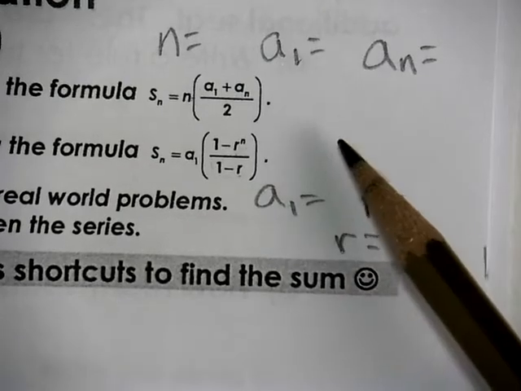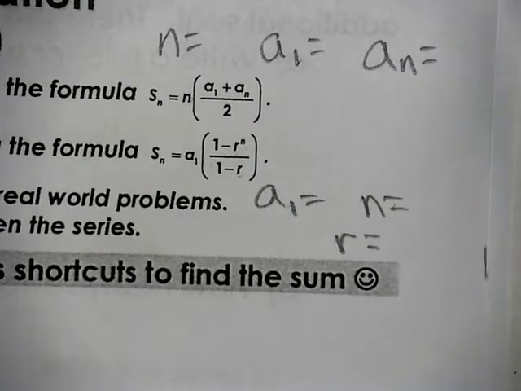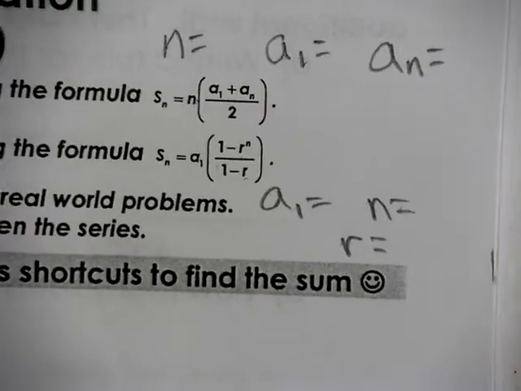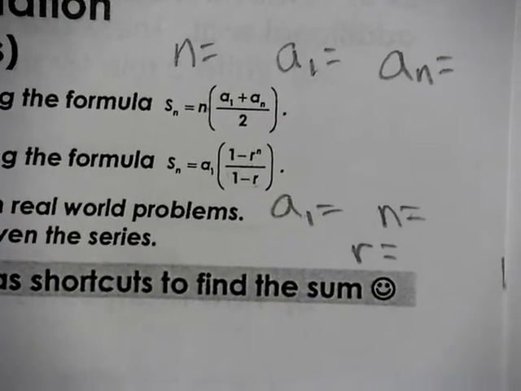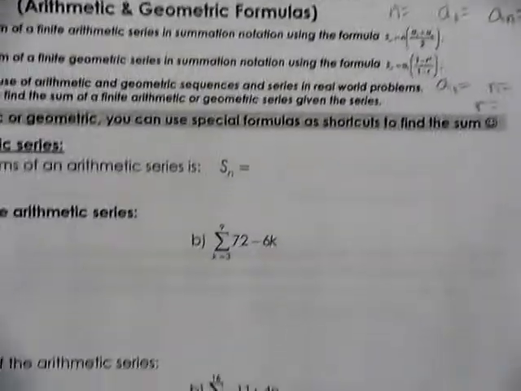So there's different parts that you need, different parts you don't need, depending on which formula you're working with, depending on which type of list of numbers that you're working with. We're taking a sequence and we're adding the numbers together. So when you add a group of numbers together, it is called a series.